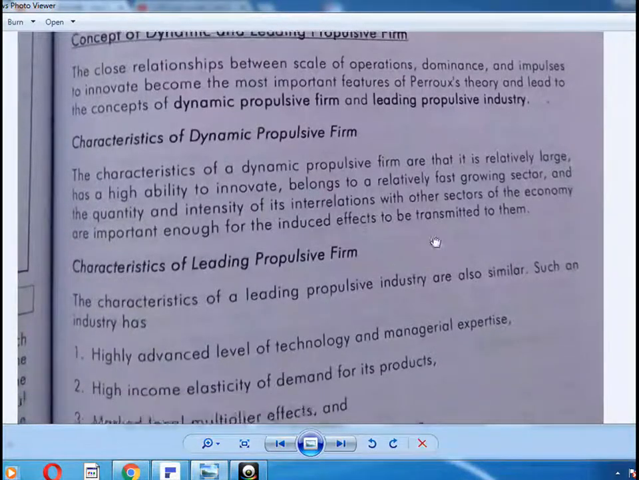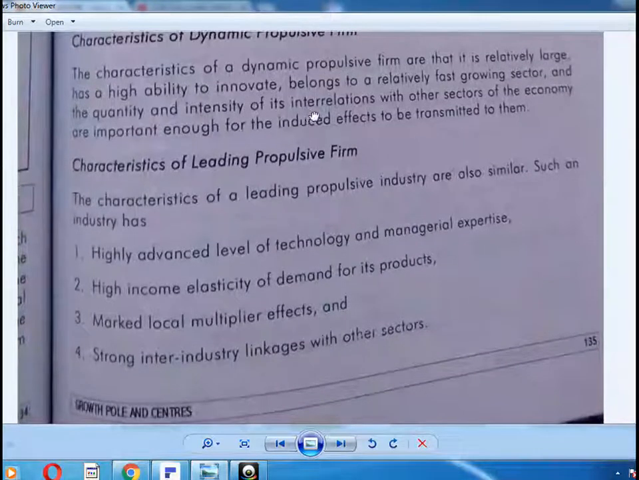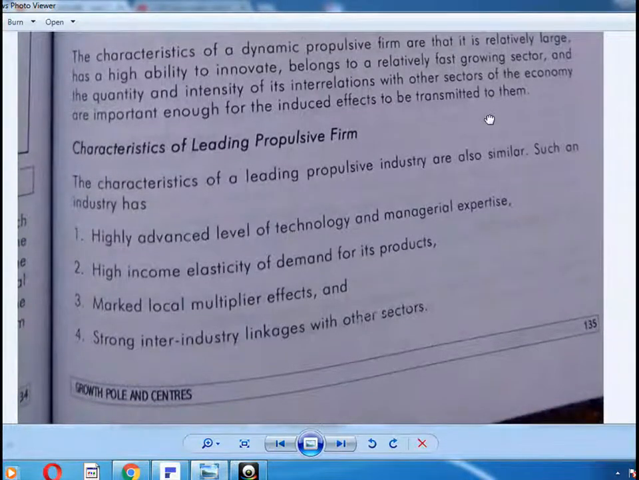Characteristics of a dynamic propulsive firm. The characteristics of a dynamic propulsive firm are that it is relatively large, has a high ability to innovate, belongs to a relatively fast growing sector, and the quantity and intensity of its interrelations with other sectors of the economy are important enough for the induced effects to be transmitted to them.